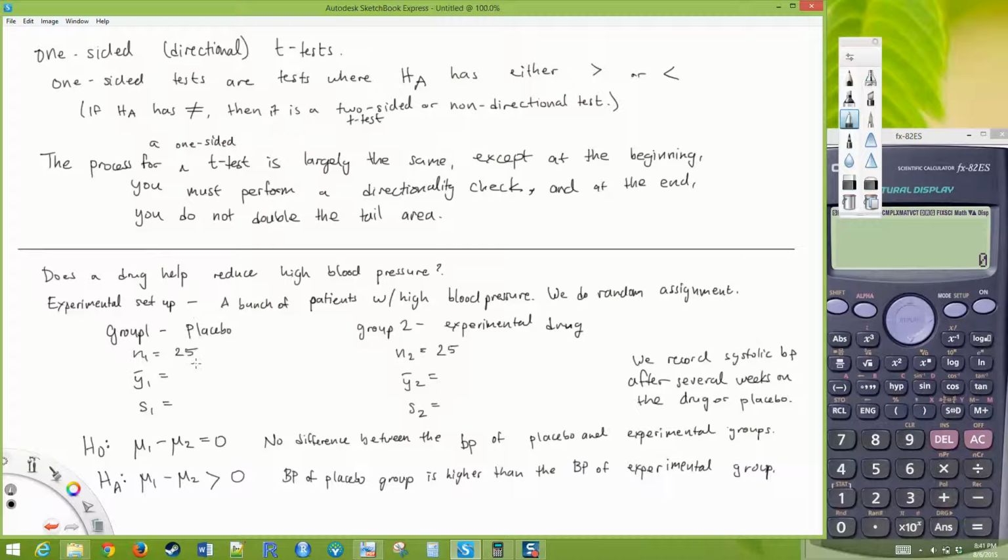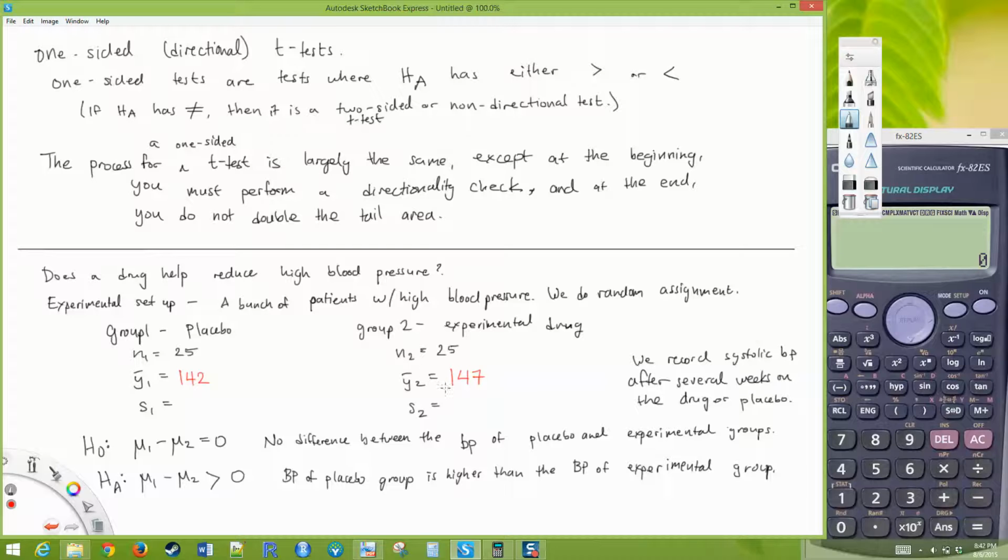Anyway, let's say I'm going to start off with one set of numbers to illustrate this process of performing a directionality check, okay? So let's say the placebo group, their mean average was 142, and the experimental group was 147, okay? And then our standard deviation doesn't even matter.